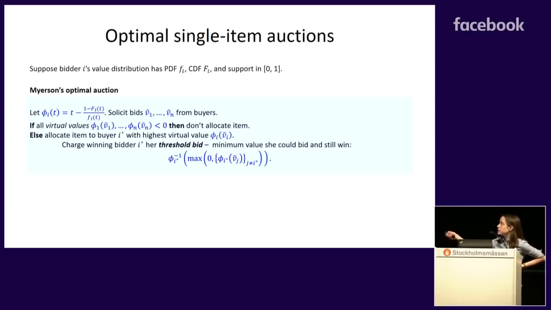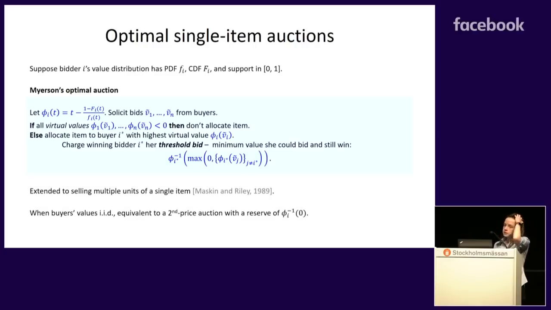So what we do is we solicit bids from these buyers. We map their bids through this virtual valuation function, so we get these virtual values. And if all of these virtual values are smaller than 0, then we don't allocate the item. But if some buyer has a non-negative virtual value, then we allocate the item to the buyer with the highest virtual value. And in words, we charge the winning bidder their threshold bid, which is just the smallest they would have to keep bidding in order to keep winning. And you can see that in math written here, if you're curious.